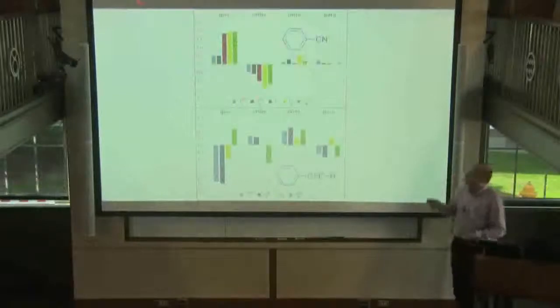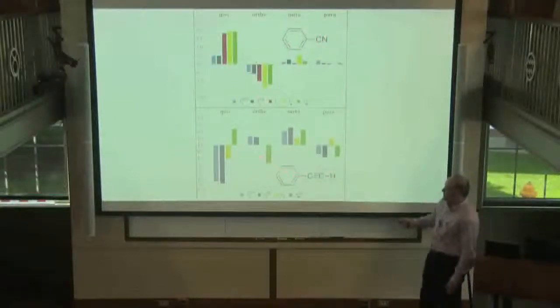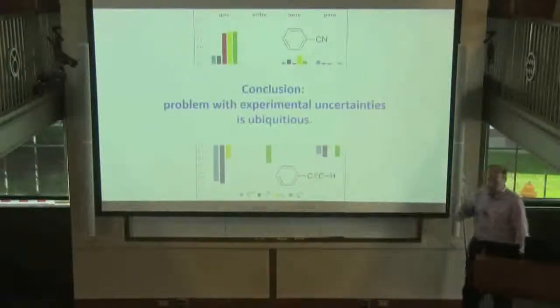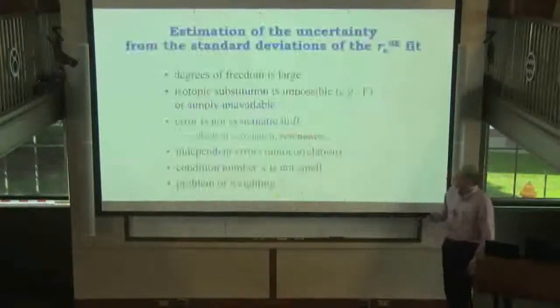Back to this problem. Was this also true, that experiment and theory are different, for benzonitrile? No, the same is for phenylacetylene. Here even the two experiments differ, and again they are much different from the well-converged theoretical result. So the problem with experimental uncertainties is ubiquitous.